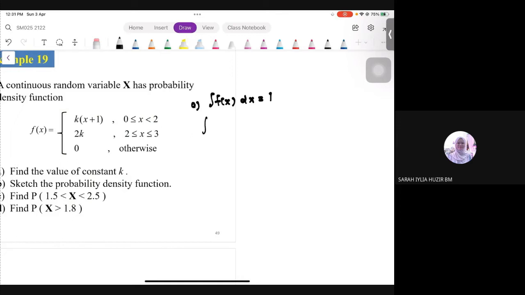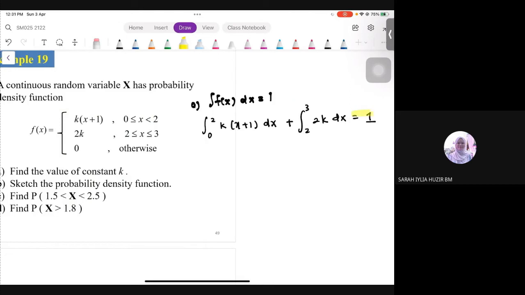So start with the first function from 0 up to 2. Our function is k times x plus 1. Plus, okay, careful here. Now, second region is from 2 up to 3 and our function is 2k. And this must be equal to 1.